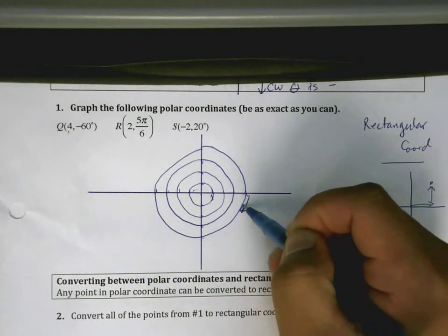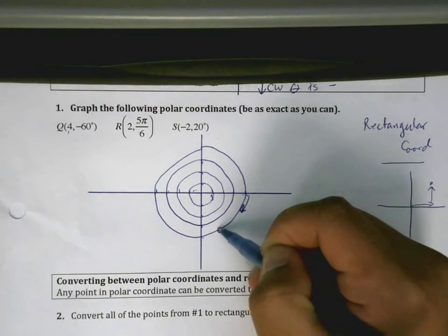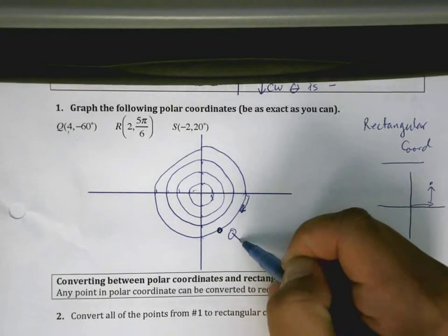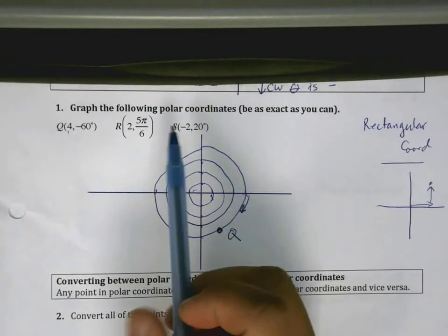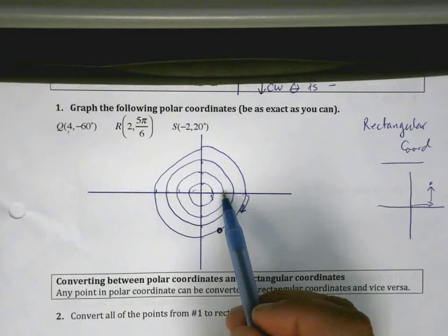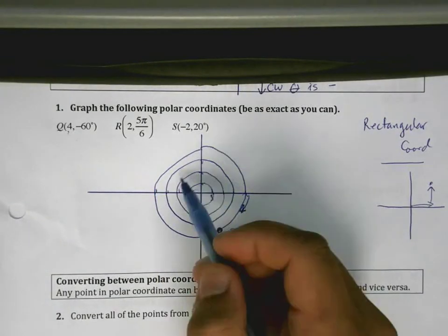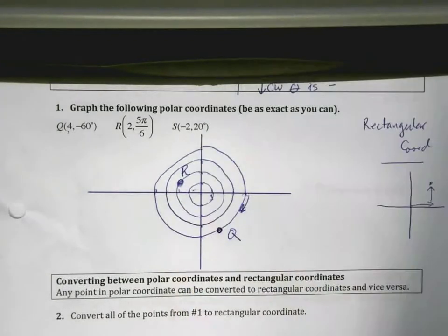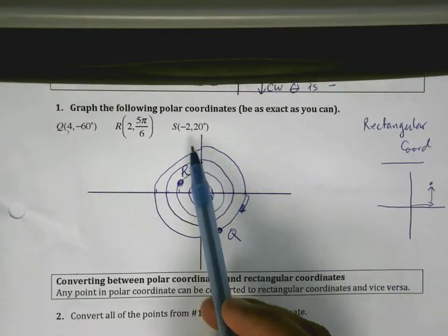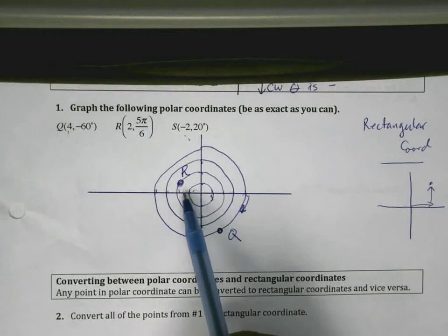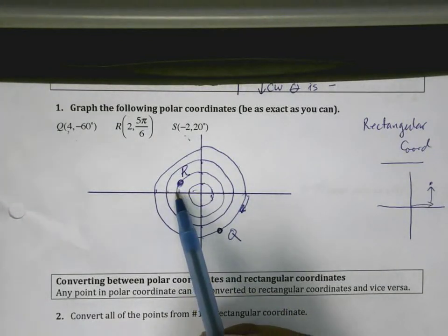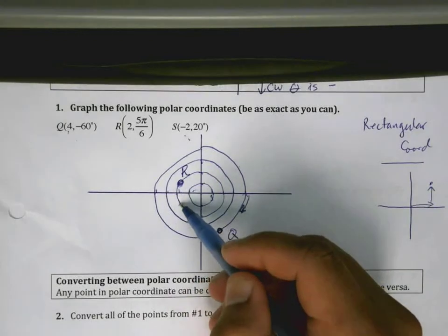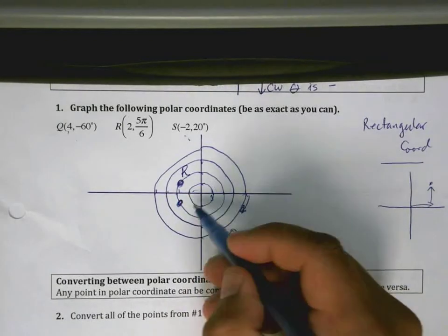That's Q. Or we go out 2, 1, 2, and we're rotating 5 pi over 6 radians, which places us right about here, and that's R. Or we could also start with the negative radius, negative 2, so 1, 2, and then rotate 20 degrees, counterclockwise, this way, so about here. That's S.